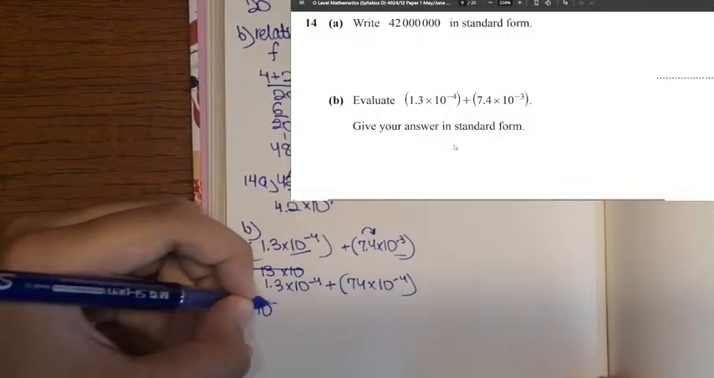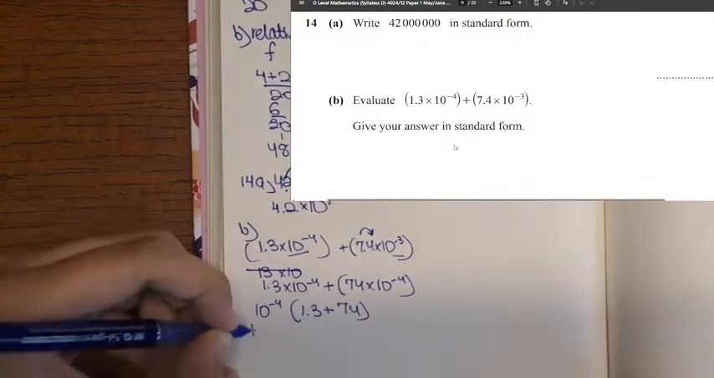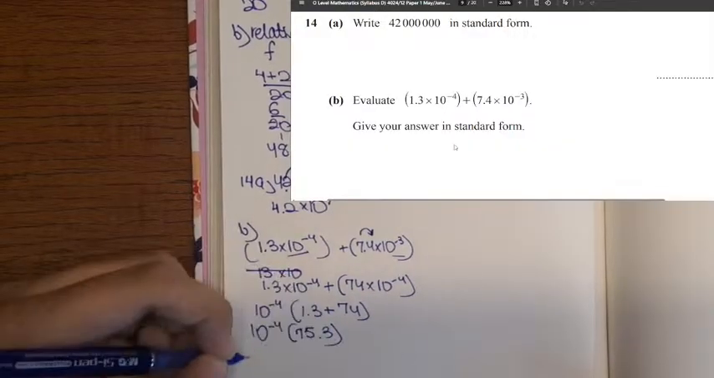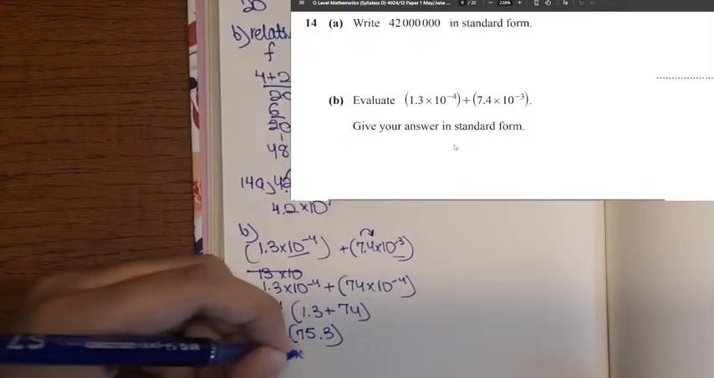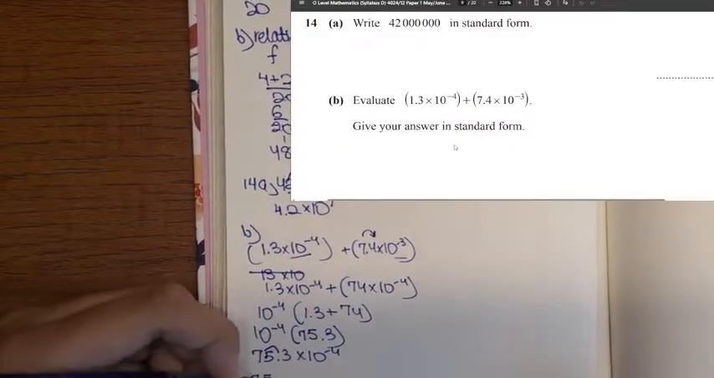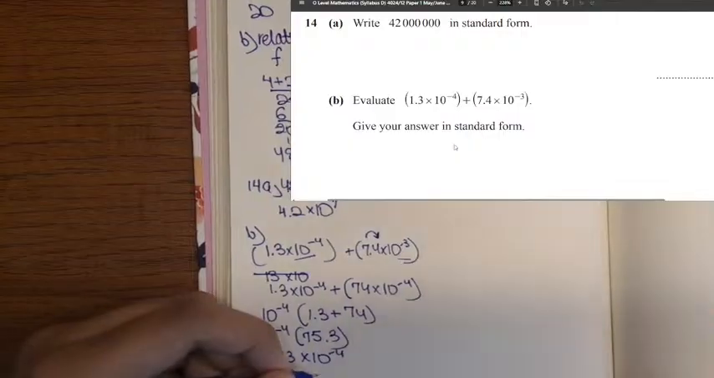Now let's take 10 to the power minus 4 common. It becomes 1.3 plus 74. And this becomes 10 to the power minus 4 times 75.3. Now, 75.3 multiplied by 10 to the power minus 4 is not in standard form. So let's bring this decimal back once. It becomes 7.53 multiplied by 10 to the power of minus 3.